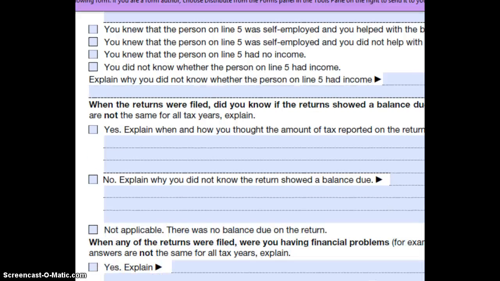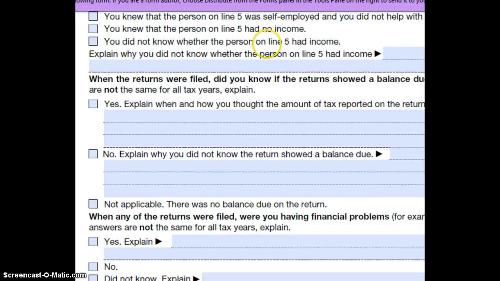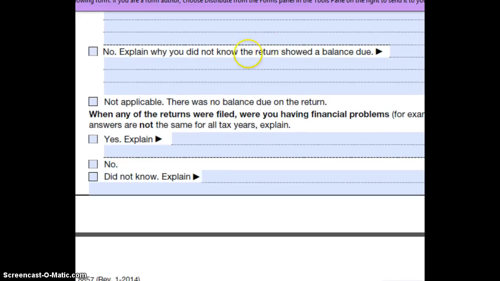And did you know that the balance due wasn't going to be paid? Okay, so were you having financial problems? Again, that would go to your knowledge as to whether or not you had a reasonable expectation that the return was going to be paid. So again, the IRS is looking at this from one perspective, but you probably want to be presenting your case from a different perspective.